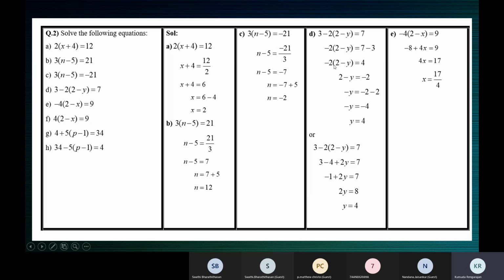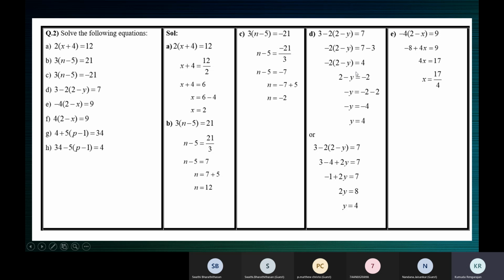So slowly, we're moving terms one by one, and we are trying to separate y. One by one, we move and we separate y and find the value of the variable y. So first we shift 3 as -3 and 7 minus 3 is 4. This is the first step. After this, you should separate -2 from this 2 minus y. To take away -2, you should divide both the sides by -2.